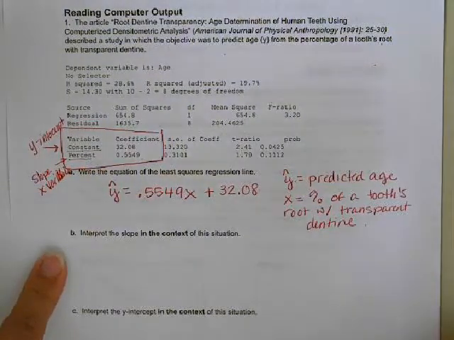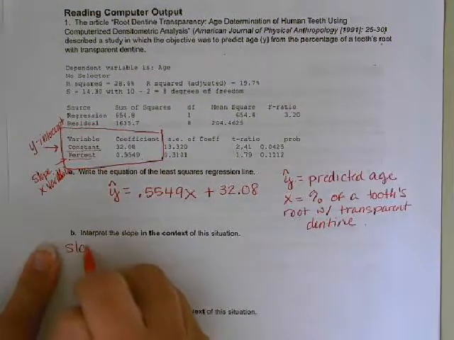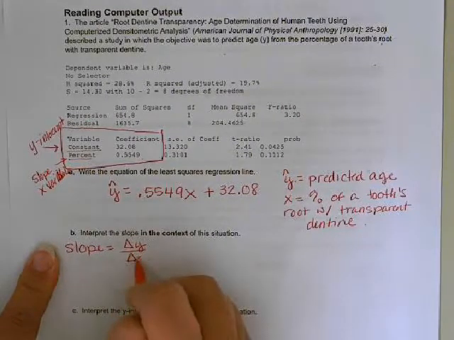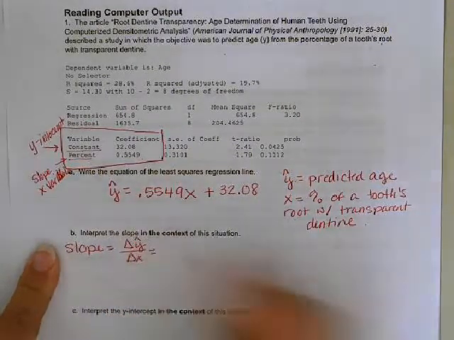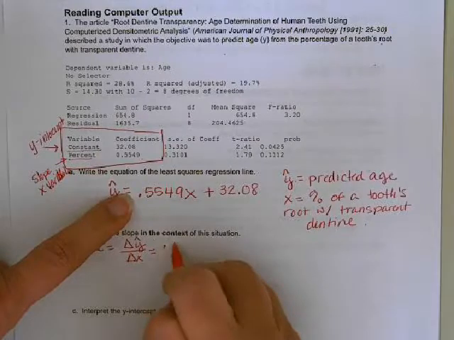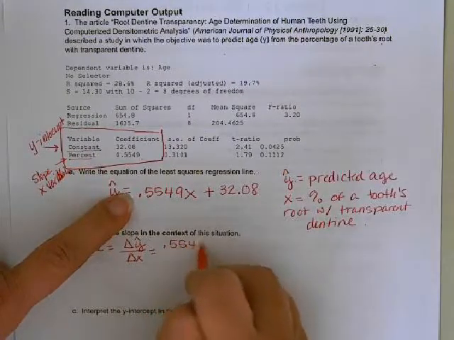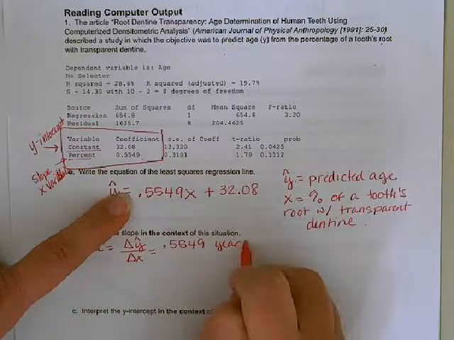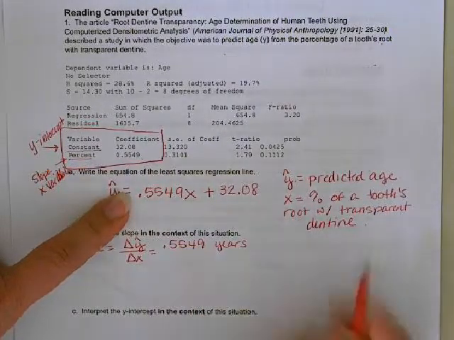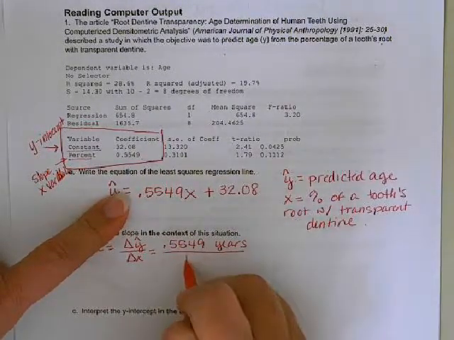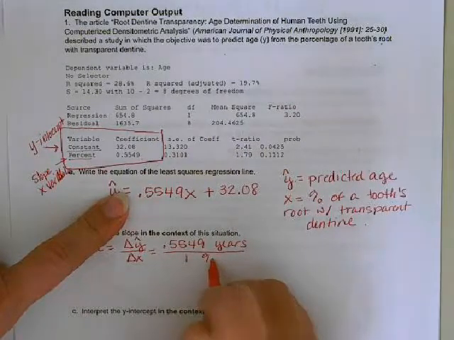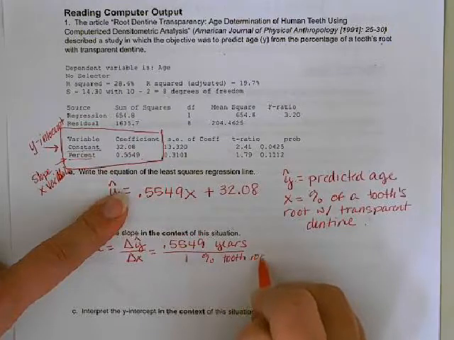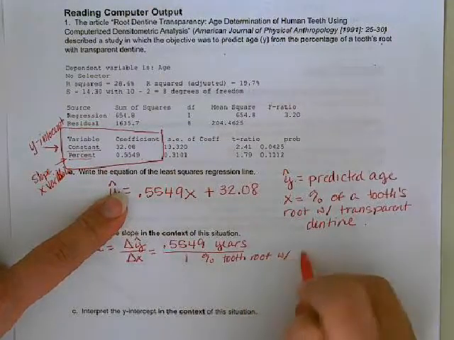All right, so our slope, we said, is the change in y over the change in x. And actually, it's the change in y hat. So it's going to be 0.5549. And we're going to assume that the units on our predicted y is years. And then it's going to be over 1% of a tooth root with transparent dentine.